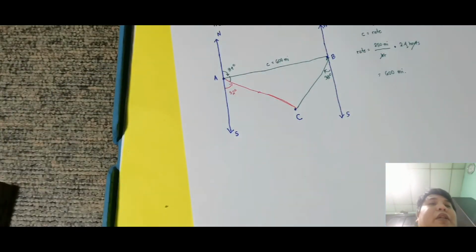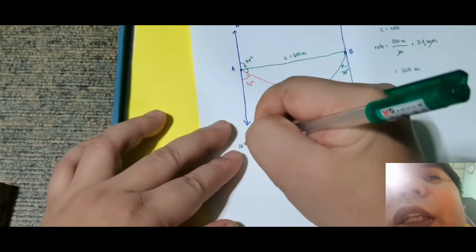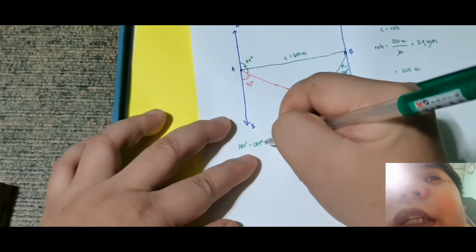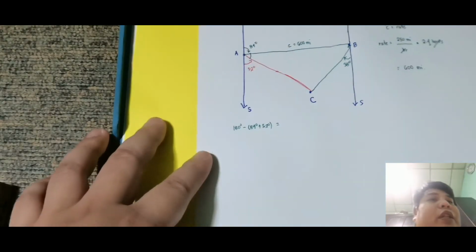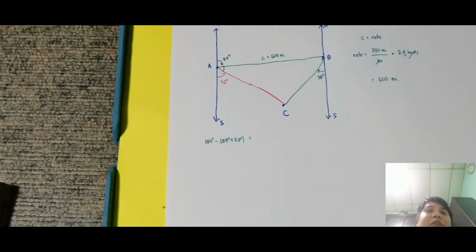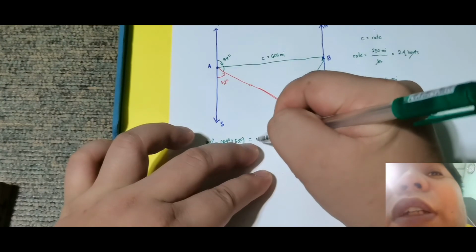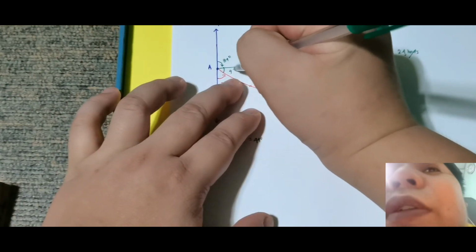So 180 minus 84. So the solution there is 180. Let me put here 180 minus 84 degrees plus 52 degrees. Again, that is not a triangle, so that is a straight angle. So the solution there is 180 minus 84 minus 52. That is 44 degrees. Okay, so meaning 44 degrees is the angle inside. So okay na to, may 44 degrees na tayo dito.